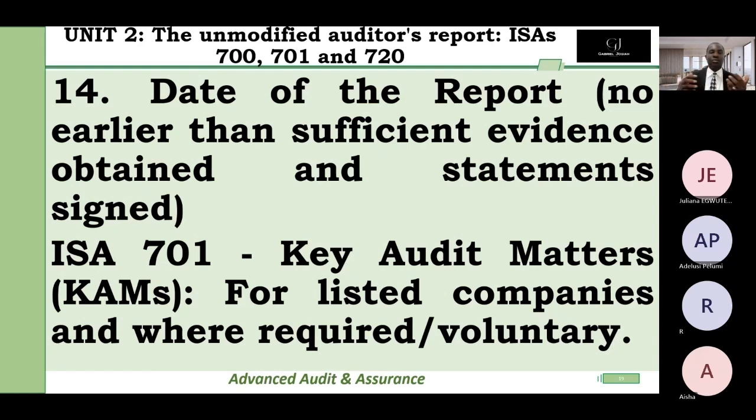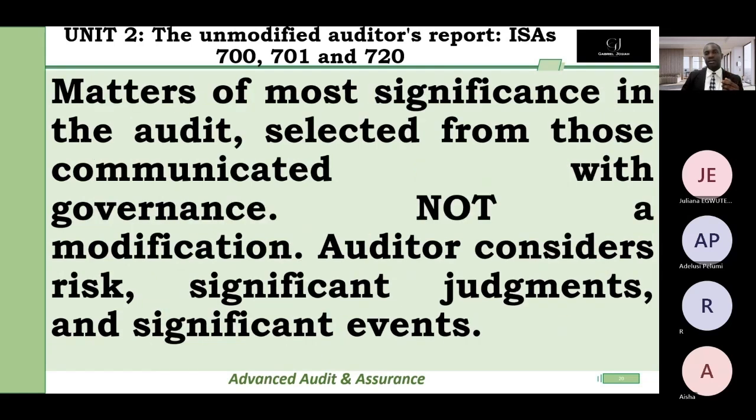ISA 701 is a standard speaking to key audit matters, and this is specific to listed companies or public interest companies. And where required, maybe voluntary audits for sole proprietorships, partnerships, or small companies could apply when they ask for audits. But it is mandatory for listed companies and public interest companies.